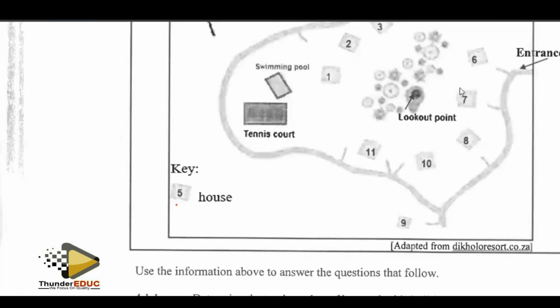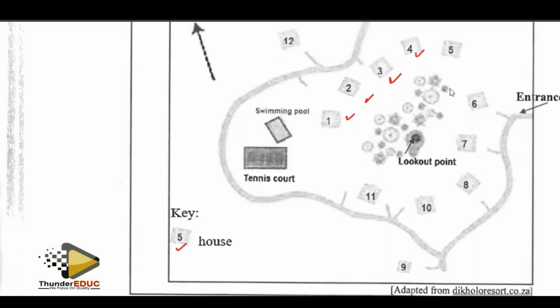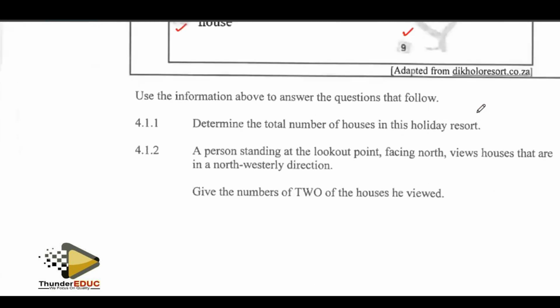Houses, they look like this. So we have 1, 2, 3, 4, 5, 6, 7, 8, 9, 10, 11. We have 12. We shall say we have 12 houses. A person standing at the lookout point facing north views houses that are in the northwesterly direction. Give the numbers of the houses viewed.